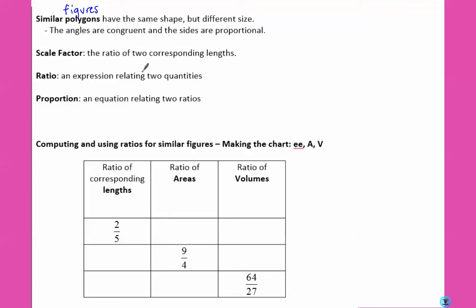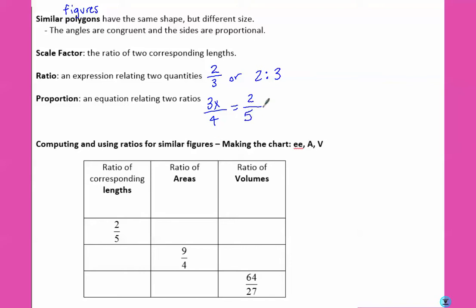A ratio is an expression relating two quantities. We typically see it as a fraction or the two numbers with a colon in between them. A proportion is an equation relating two ratios. So let's say 3x over 4 is equal to 2 over 5.